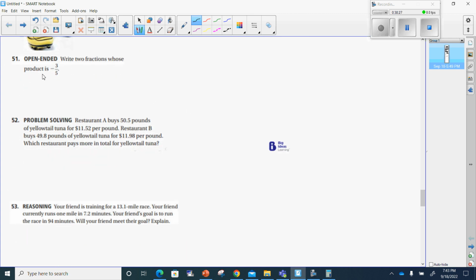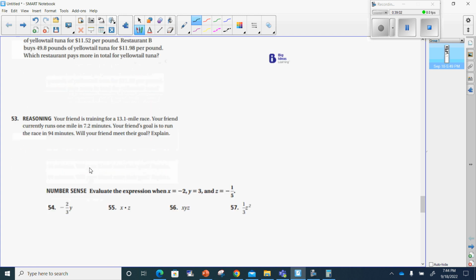All right. Let's go to number 51. My 2 fractions whose product is this. Remember, the product is this. That means when I multiply them together, it's going to get this. I could say that negative 1/5 times 3/1. Those 2 fractions will give me this, because -1 times 3 is -3, and 5 times 1 is 5. Let's go to number 53.